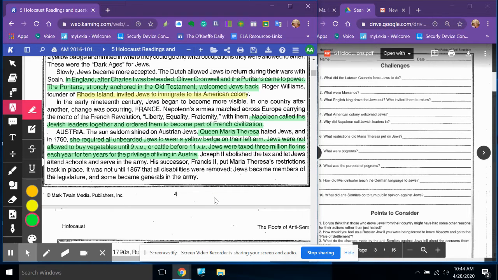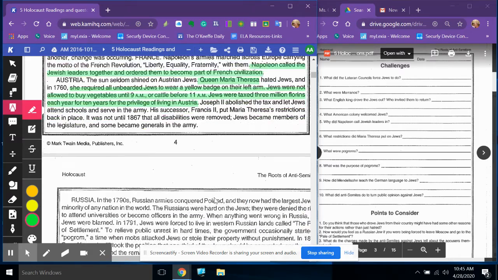Joseph II abolished the tax and let Jews attend schools and serve in the army. His successor, Francis II, put Maria Theresa's restrictions back in place. It was not until 1867, so 107 years after Maria Theresa put her restrictions in place, that all disabilities or restrictions against Jews were removed. Jews became members of the legislature, and some became generals in the army.